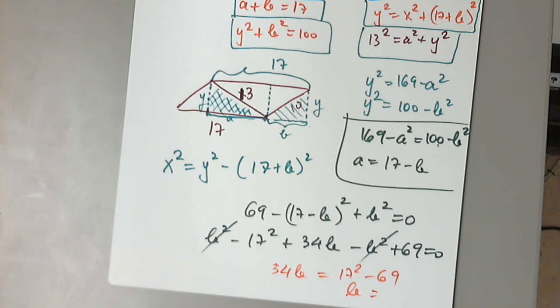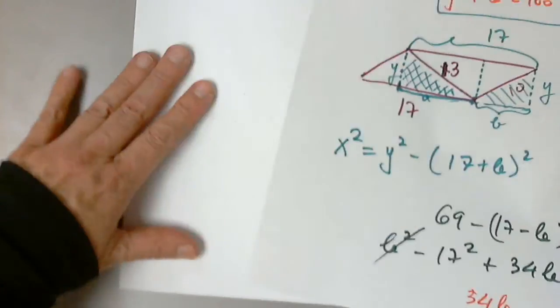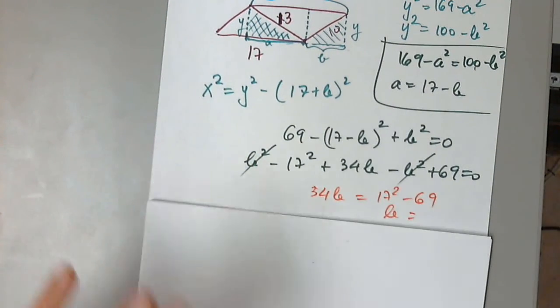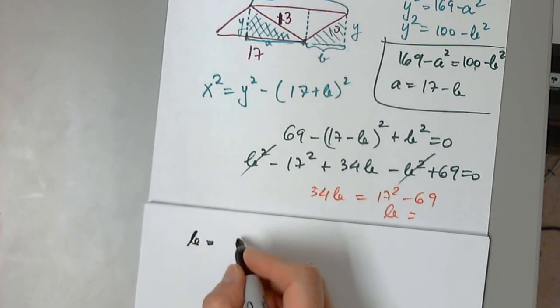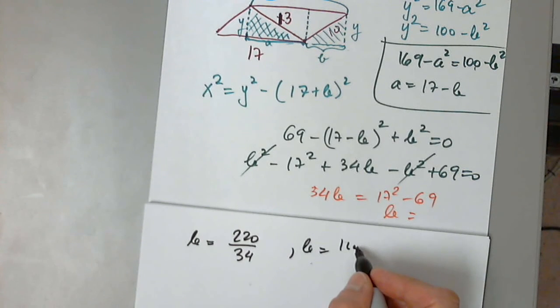So this is 220 divided by 34. I prefer that as a fraction for now. I don't want to introduce too much error. So I got that b equals 220 over 34, or b equals 110 over 17.